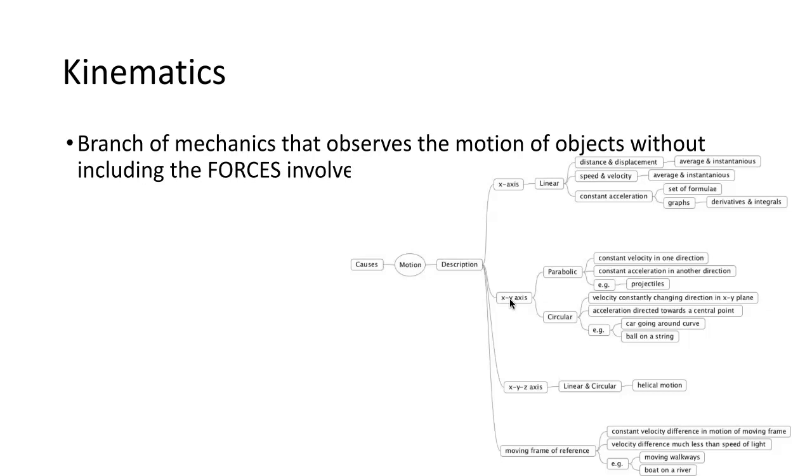So kinematics is essentially a branch of mechanics that observes the motion of objects without including the forces involved. If we take a look at this diagram here, we can see that the causes of motion are divided into multiple categories. We have motion that occurs in the x-axis, so this motion is considered linear. We have motion that occurs in the xy axis, so this can be considered parabolic or circular. XYZ axis, this is 3D motion, and we also have moving in a frame of reference, like how an object moves relative to another object. So these different categories of motion can all be described through kinematics.